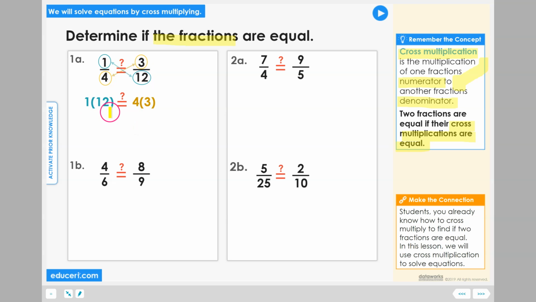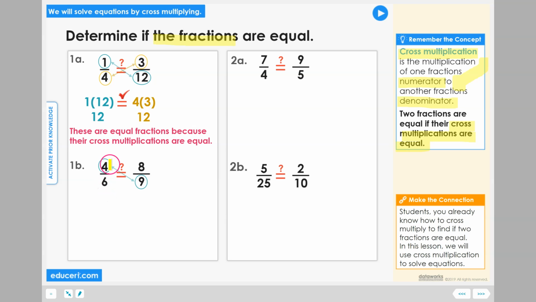1 times 12 is 12, and 4 times 3 is 12. So yes, these two fractions are equal because their cross multiplications are equal. Read with me. Ready? Read. These are equal fractions because their cross multiplications are equal. Let's check out two more fractions.